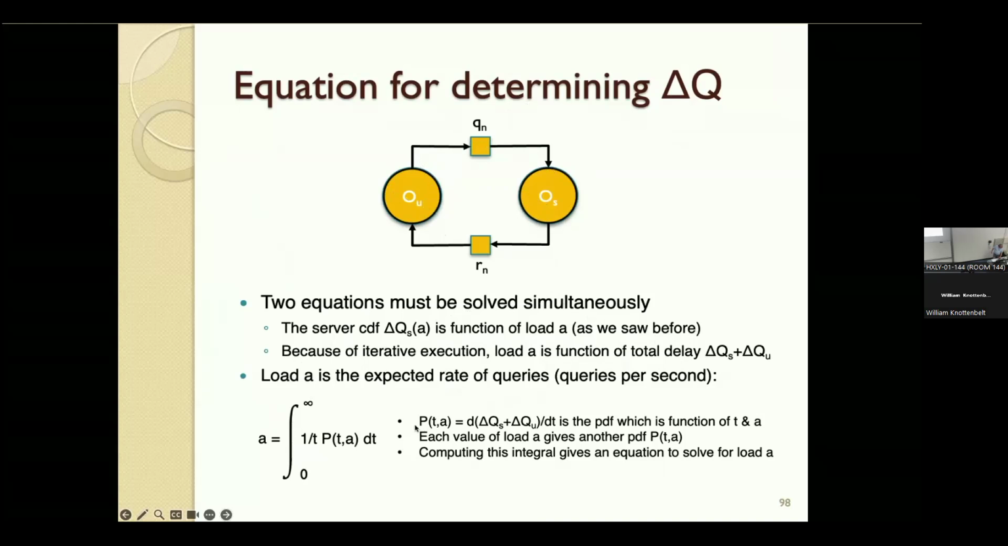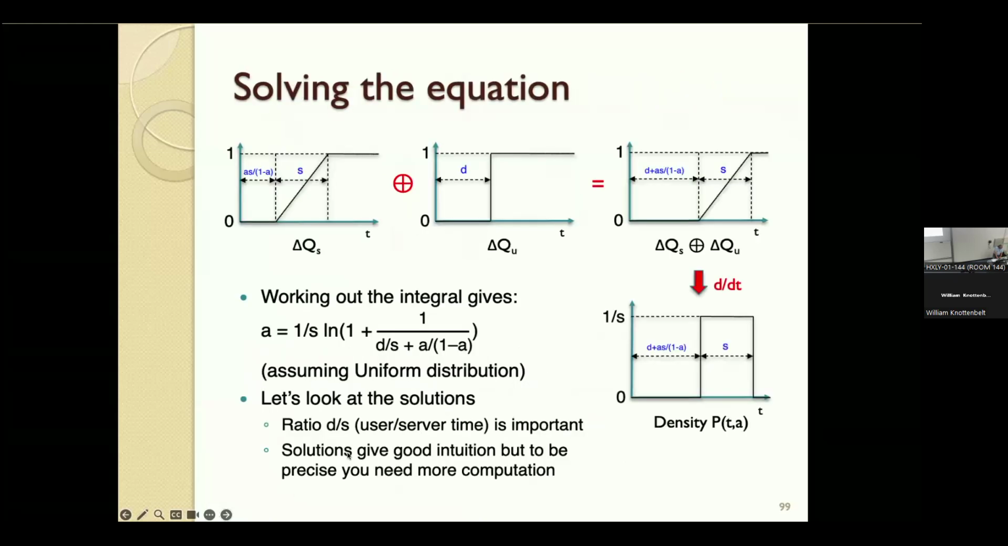If you look at the density of this load, the derivative of this delta Q here, it is basically how much load there is in every time unit. So per time unit, and if we take the integral from 0 to infinity, it gives us the total load A. So this is a recursive equation. Let's see how to solve it. I make some assumptions here. First of all, the delta Q of the server, if we use the M/M/1/K queue, which I haven't introduced yet, at very low loads has the following approximation.